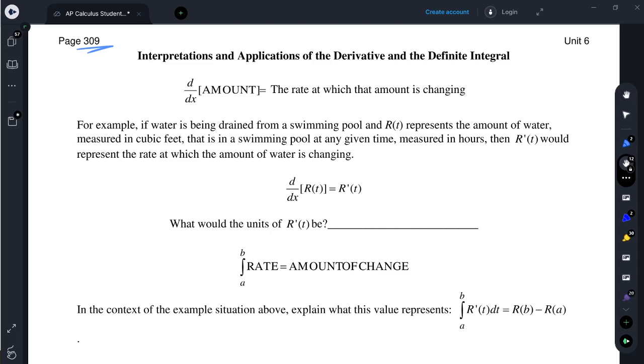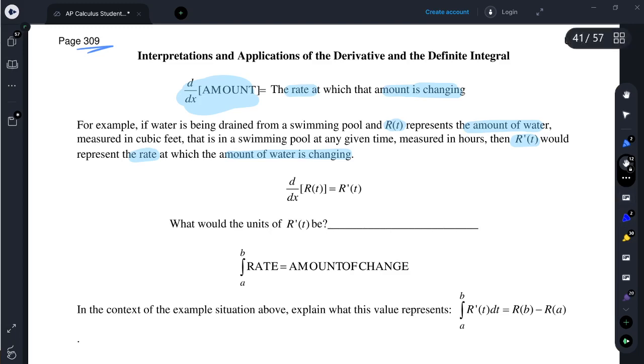So what we're going to basically look at is that the derivative of an amount is the rate at which that amount is changing. For example, if water is being drained from a swimming pool and we have R of T as the amount of water in cubic feet, then R prime of T would be the rate that the amount of water is changing.